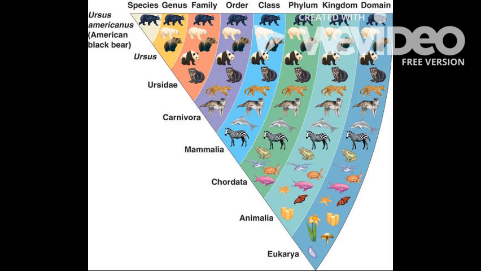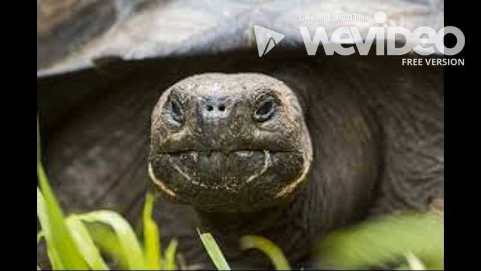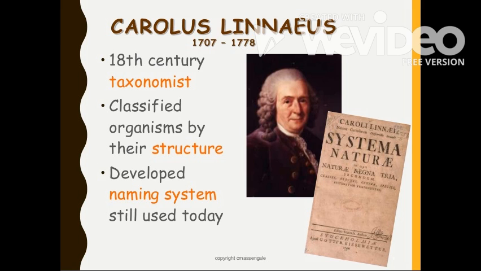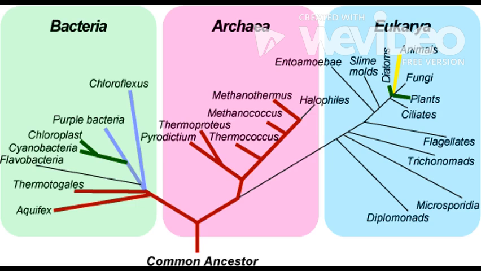The classification of biodiversity is something that is agreed upon by a group of scientists in a congress. In these congresses, they discuss the names or new names of species or new species. This system is called taxonomy and has a long history. Taxonomy was created by Carolus Linnaeus in the 18th century. He classified organisms by their structure, and he developed the naming system that we still use today.